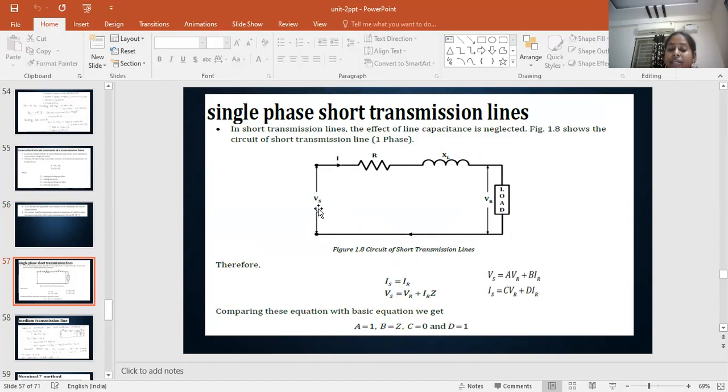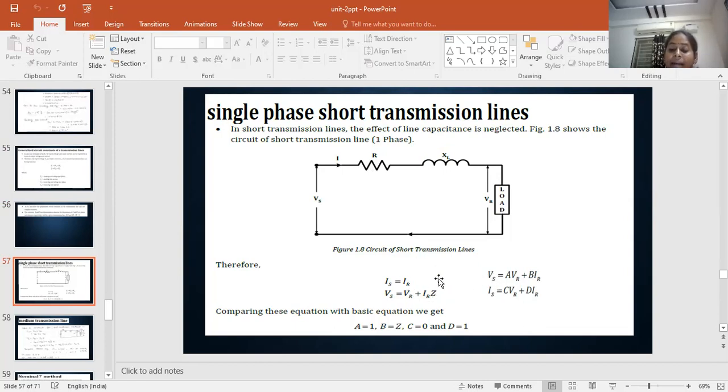And Vs is expressed in terms of the receiving end voltage and receiving end current. Vr plus some drop occurred here, so Vs equals Vr plus the drop, which is nothing but Ir into Z. Vs is expressed in terms of Vr and Ir, and Is is expressed in Ir. There is no Vr value, so plus 0 is placed here.